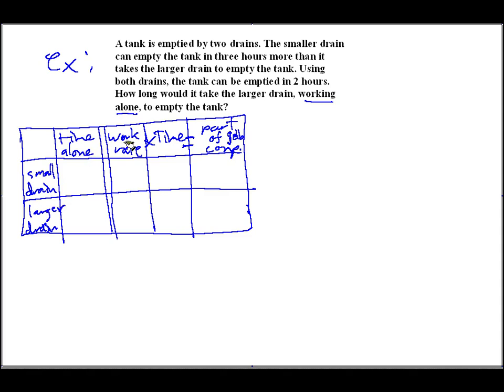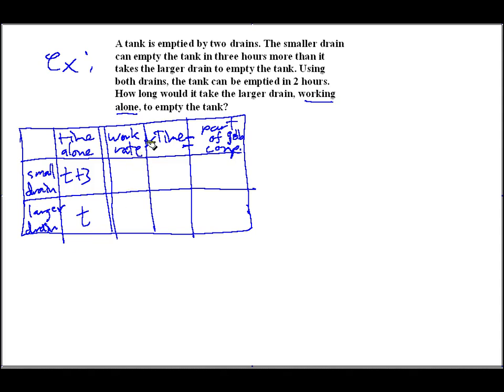All right, let's look at the time alone. It says the smaller drain can empty the tank in 3 hours more than it takes the larger drain to empty the tank. So we know the smaller drain takes 3 hours longer than the larger drain. But I don't know how long the larger drain takes by itself. So let's let that be T. The smaller drain is going to be T plus 3 because it takes 3 hours longer. Are you with me on that?